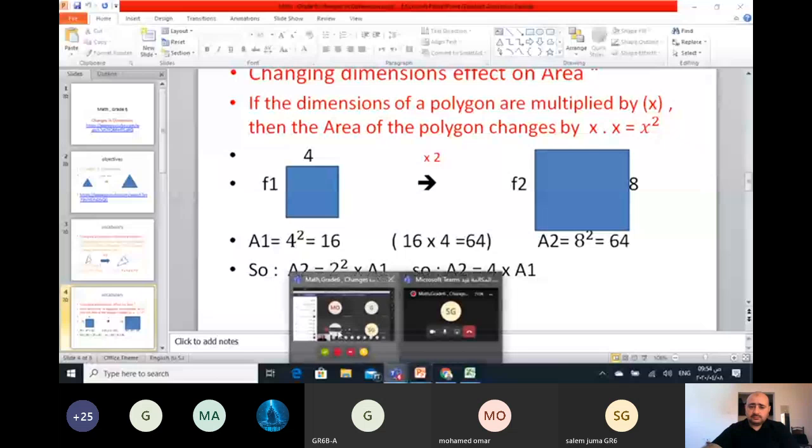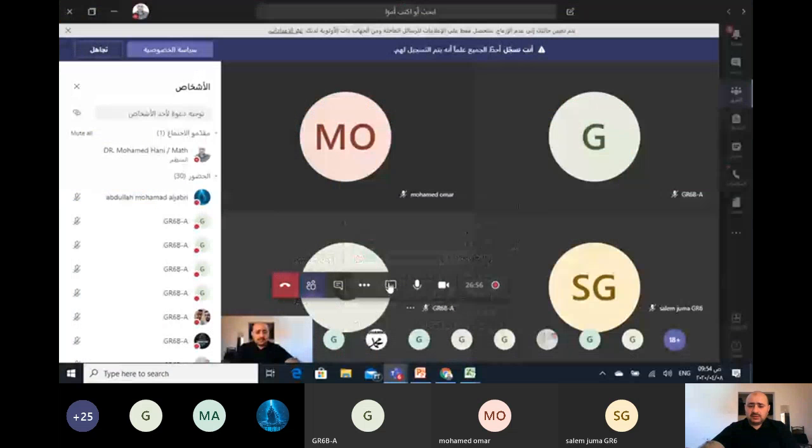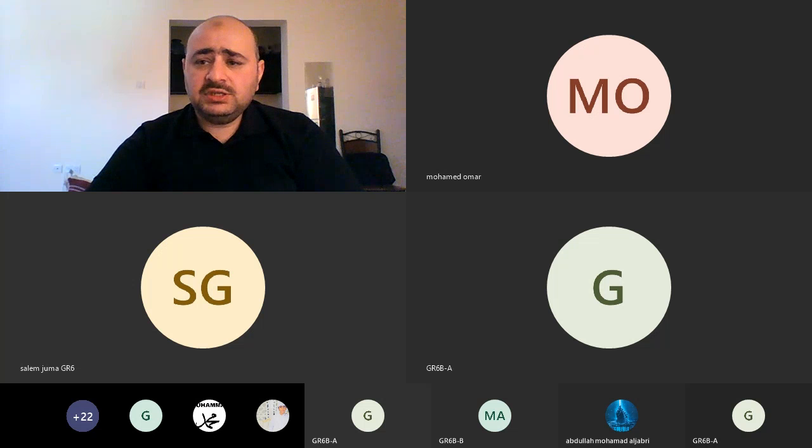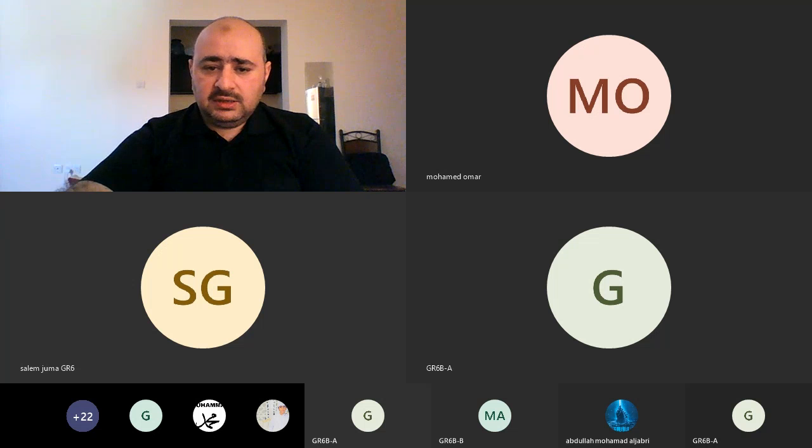So as you see here, when I change the dimension, the perimeter will be changed in the same ratio. But when I change the dimension, the area will be changed in a different ratio, the squared ratio. Let us continue and see these examples with me.